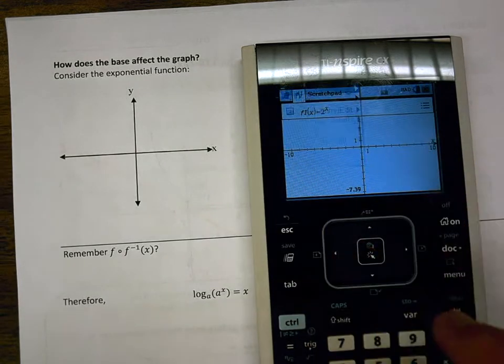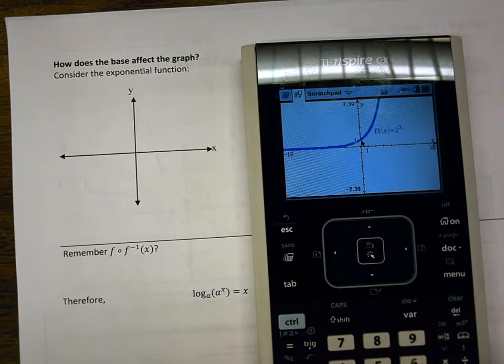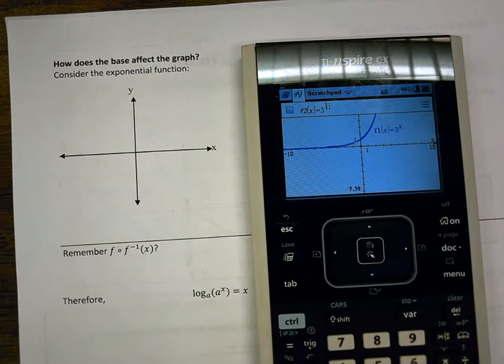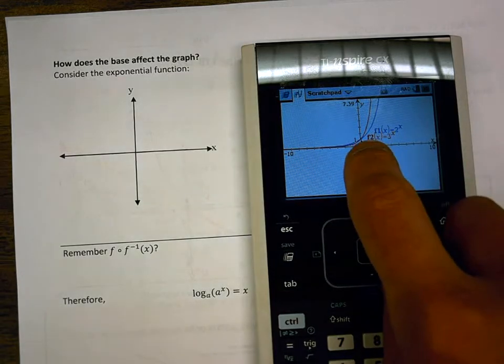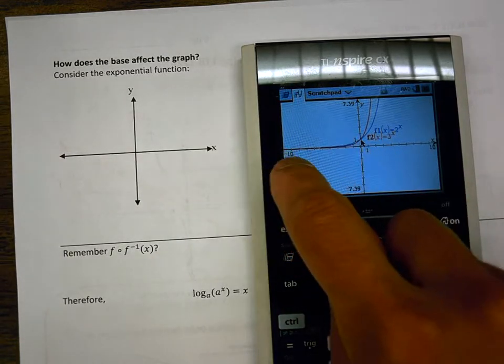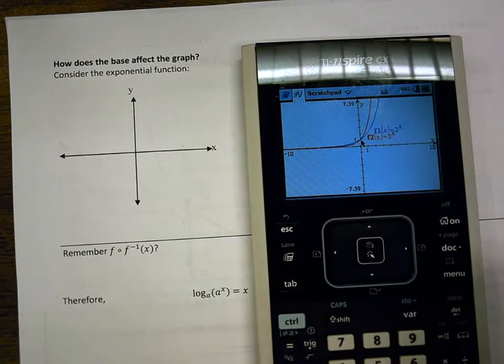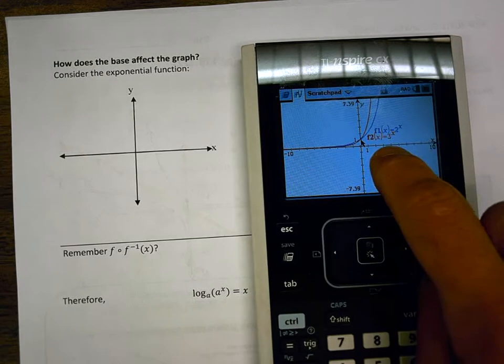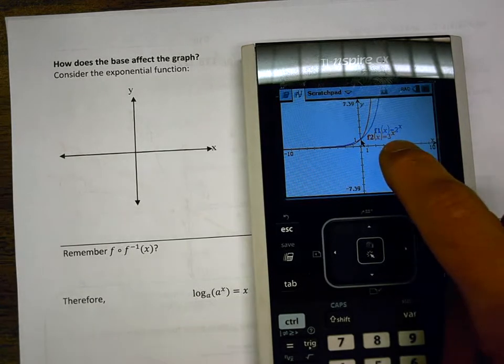There's y equals 2 to the x. Now, what if I change that base? So y equals 3 to the x. It becomes steeper. And really, it's the same point it goes through. It's the same asymptote, but the steepness of that exponential curve increases. This makes sense, right? If you're doubling versus tripling, well, obviously tripling is going to be a lot worse.